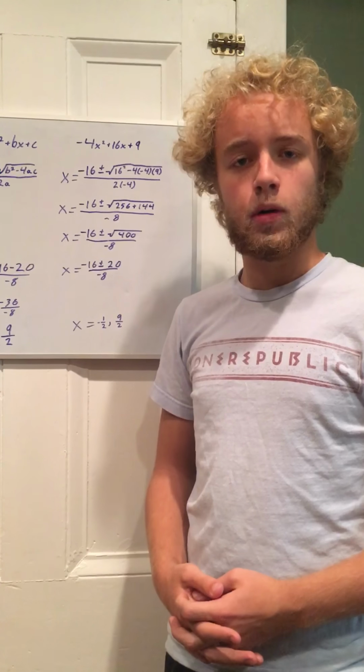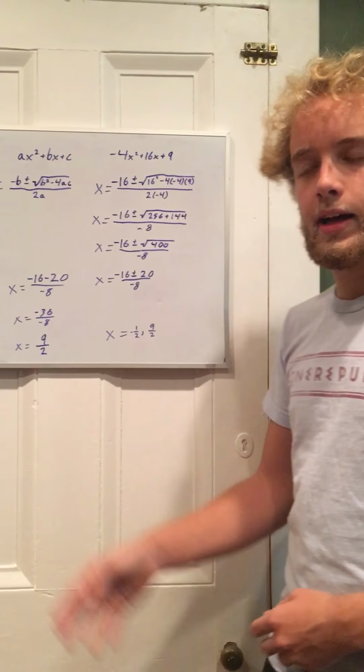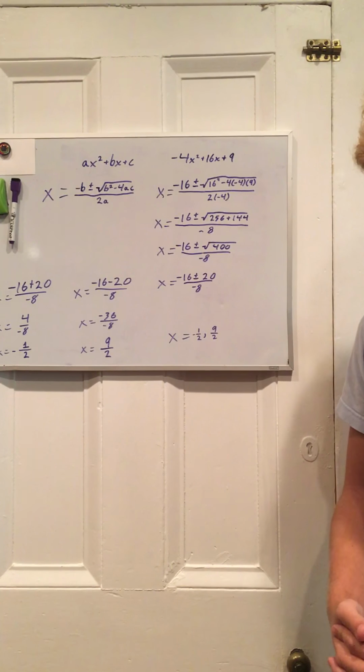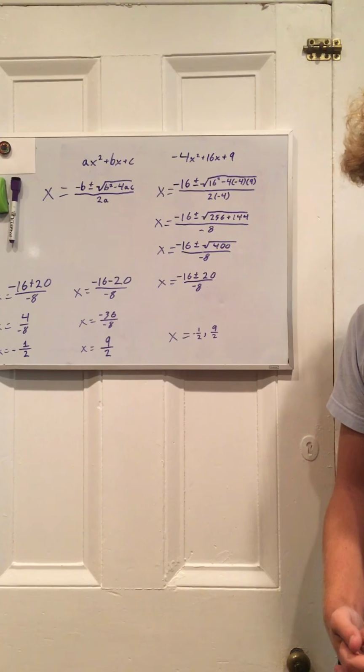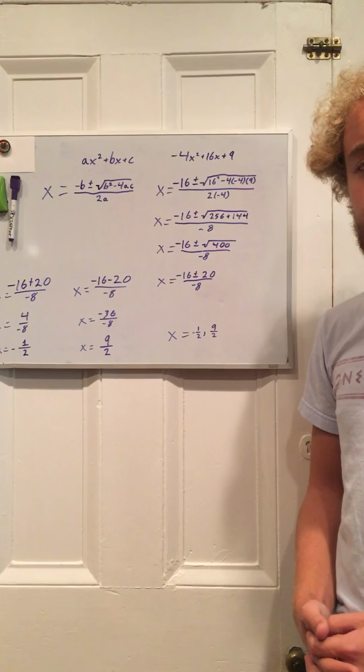The quadratic formula, which is used to solve this equation for x, is written as x equals negative b plus or minus the square root of b squared minus 4ac divided by 2a.